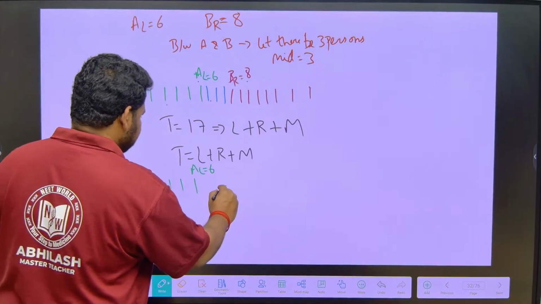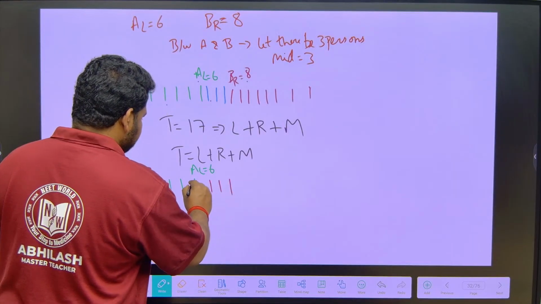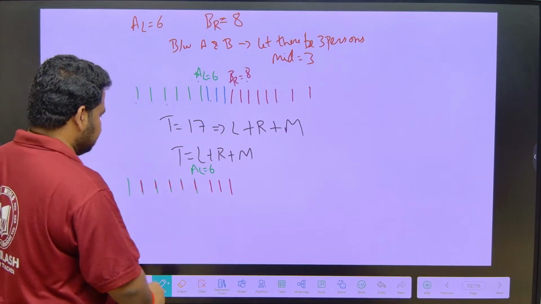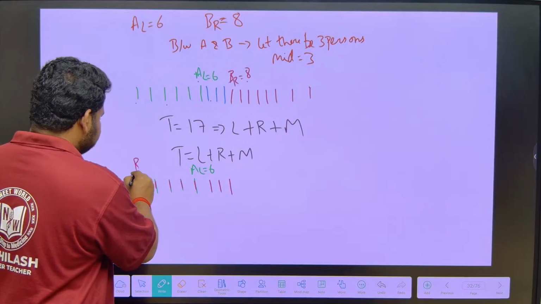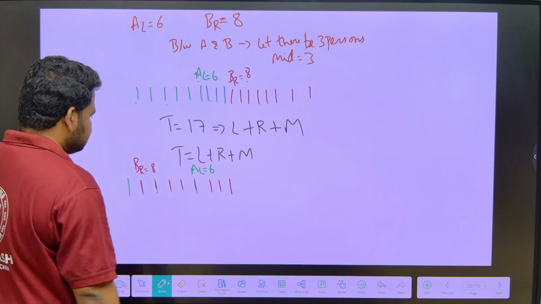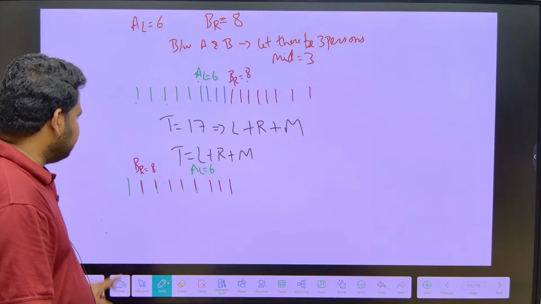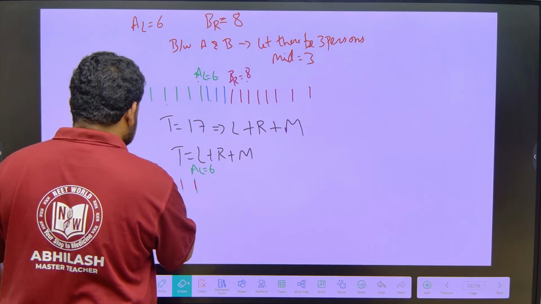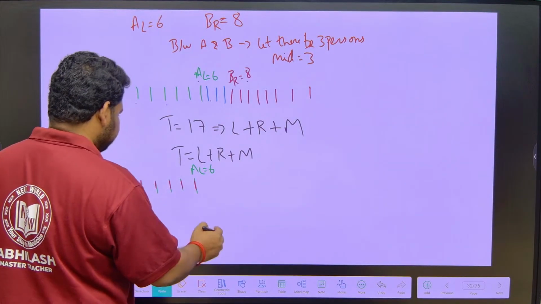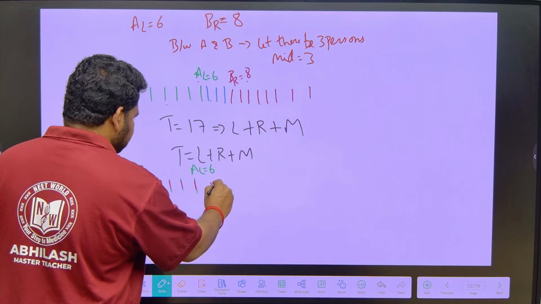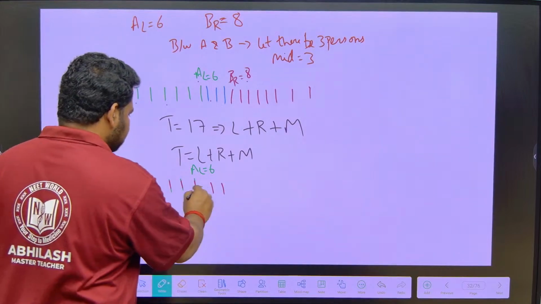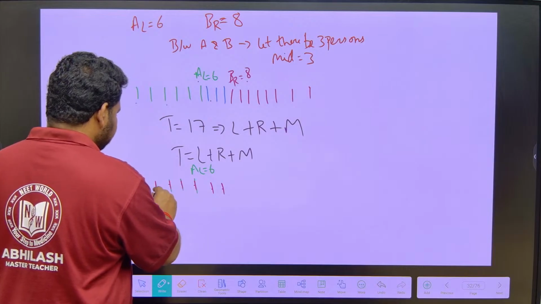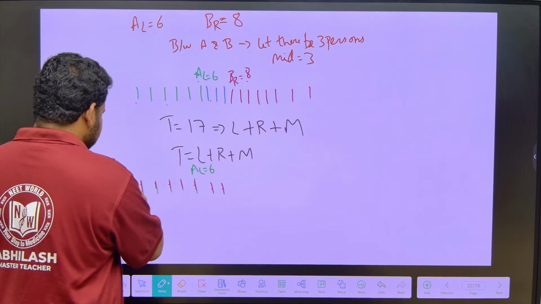So let me take it from here. 1, 2, 3, 4, 5, 6, 7, 8. B from the right is 8. Or I can take it directly like this, or let me take it from here. 1, 2, 3. See here: 1, 2, 3, 4, 5, 6, 7, 8.